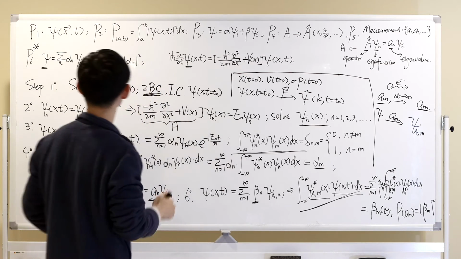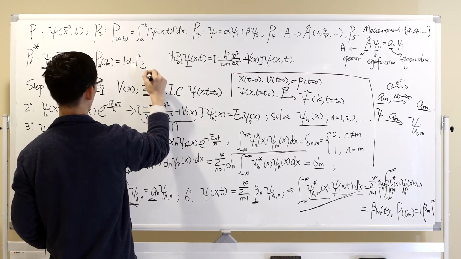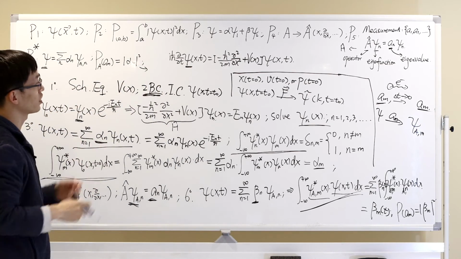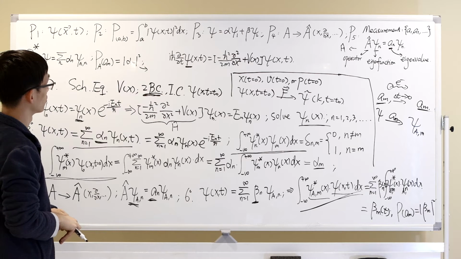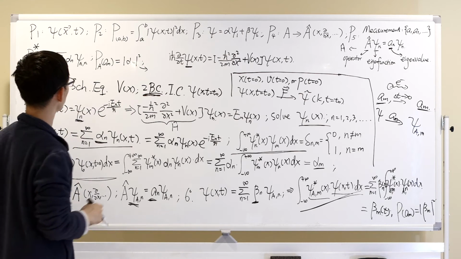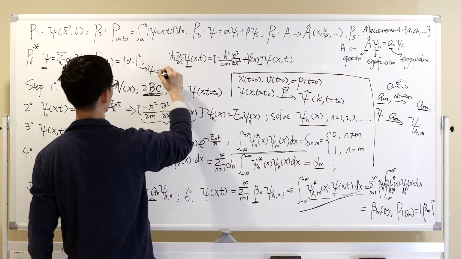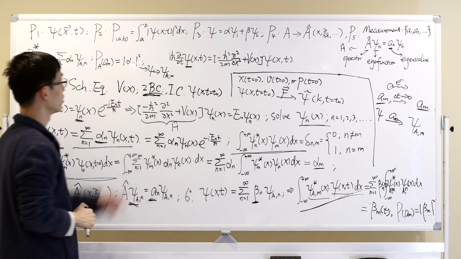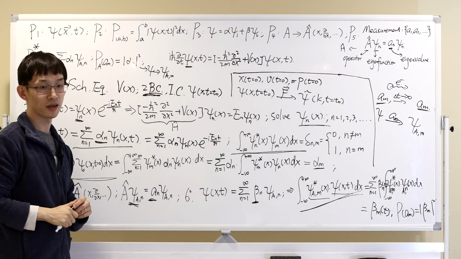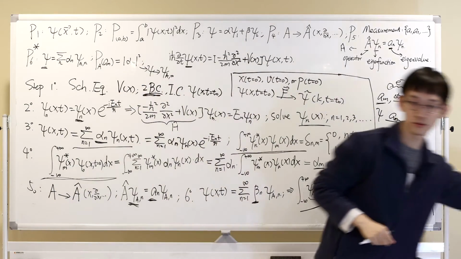So for the second part of postulate 6, you can think of it as the natural derivative from postulate 6, is that your wave function immediately after the measurement becomes psi am, if your measurement result is am. Any questions on this?